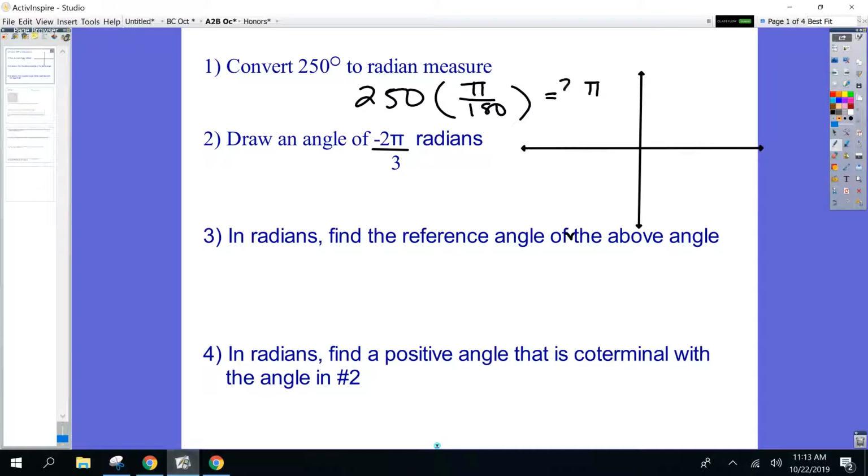25 over 18. Yep, just the zeros canceled out there. There you go, 25 pi over 18.